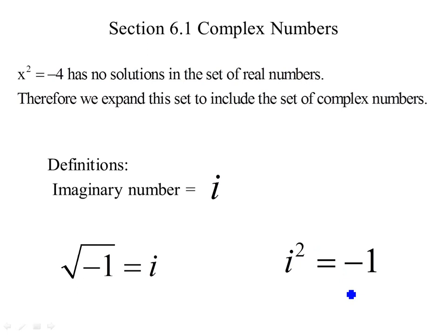Because look at this. If i is equal to the square root of negative 1, and if I square both sides, I get i squared is equal to, what happens when you square a square root? They cancel out and you get the radicand. So that's why i squared is equal to negative 1. So just kind of remember these things. We're going to turn the square root of negative 1 into i, always. And we're always going to turn i squared into negative 1. So commit those to memory. Write them down and make sure you know them.